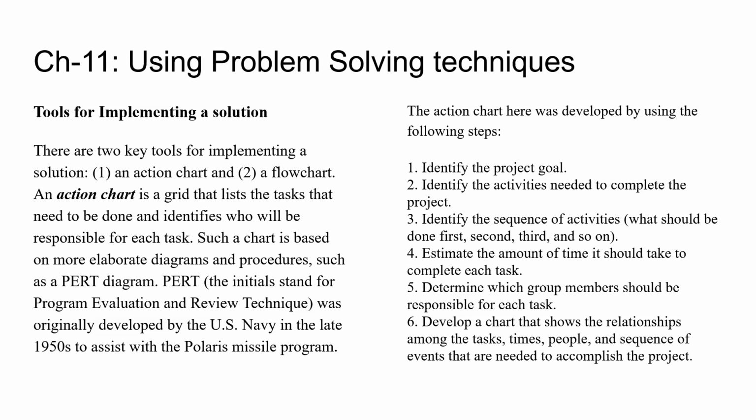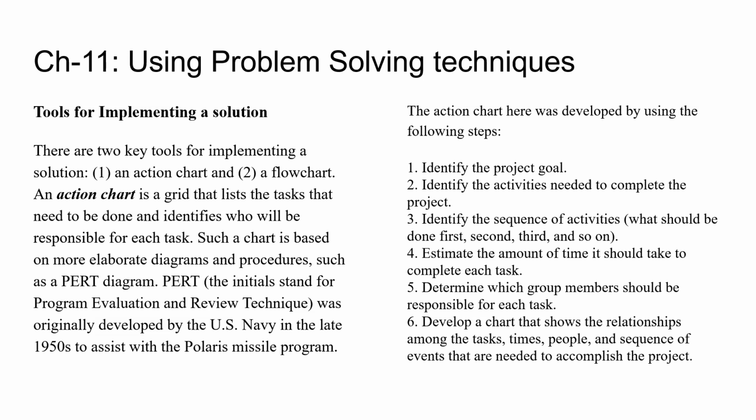It actually came from the U.S. Navy when they were developing the Polaris missile program in the 1950s. All right, so program evaluation and review technique, right? Just an action chart. Here are some things that you should do. Number one, identify the project goal. Number two, identify the activities needed to complete the project. Number three, identify the sequences of activities, like what should be done first, second, third, in order. Because sometimes you don't want to go out of order and realize, oh, dang it, we went out of order, we have to fix that, it causes a problem, then we have to solve it.